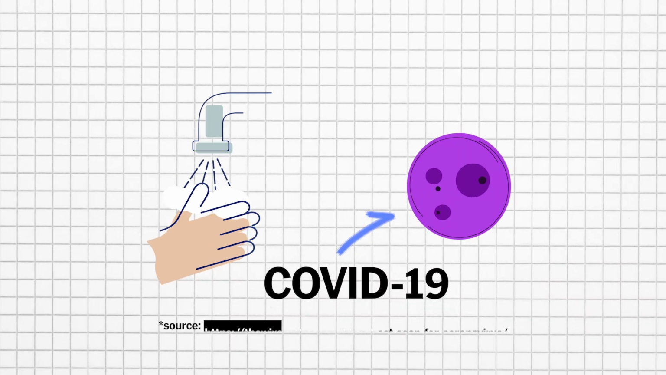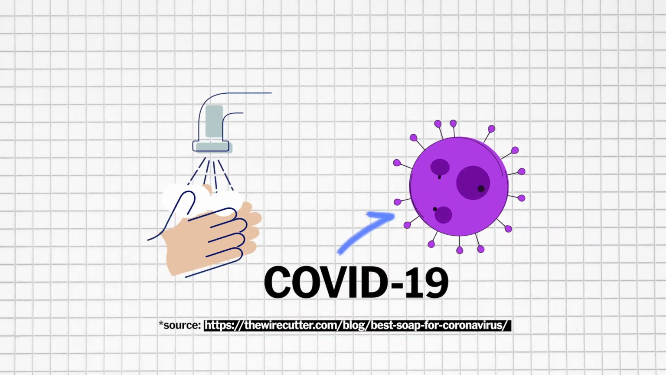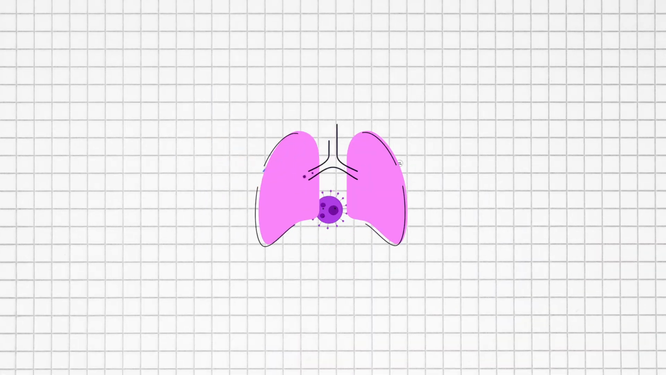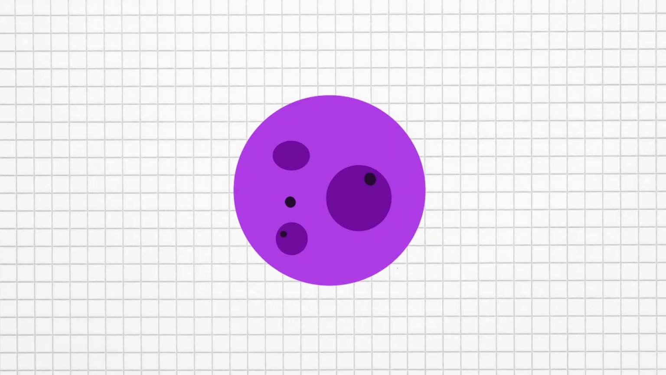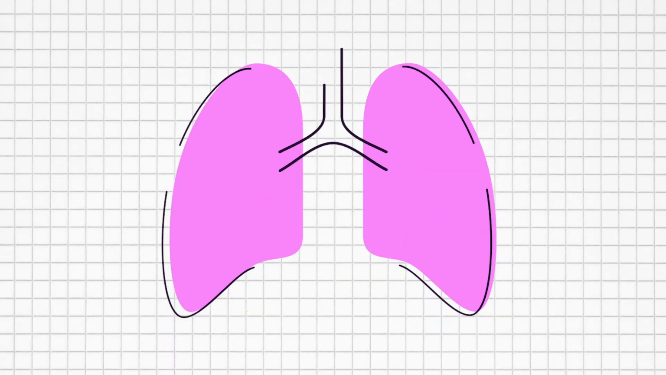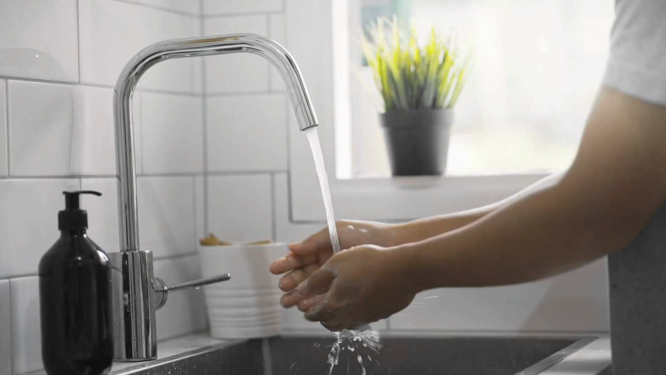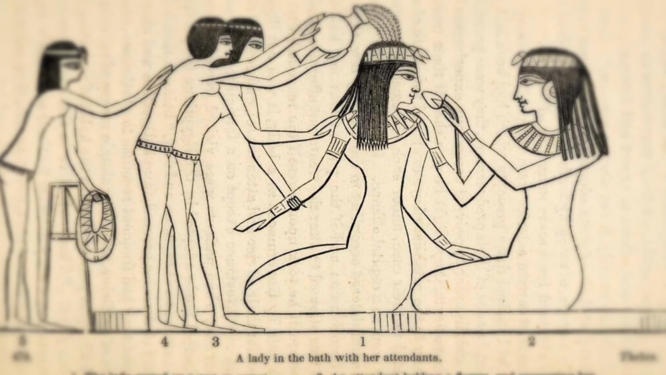Soap works really well against this virus, and the reason comes down to its molecules. The virus is covered with a lipid coating that holds the proteins that are used to infect you. What soap is doing is actually dissolving that lipid coat so that the virus's proteins are rendered useless. This very simple and essential part of our everyday lives has an incredibly long and interesting history.